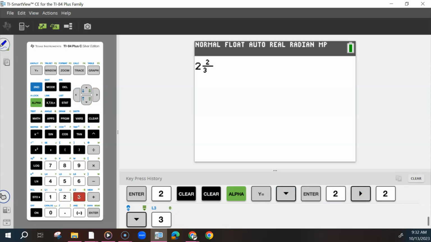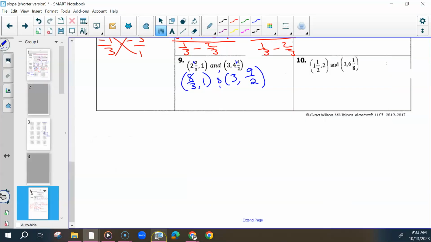Put in the fraction. If you hit enter, it changes it to an improper fraction. So still alpha y equals, but instead of the first one, the second one, put it in, hit enter. Great. Now we have fractions in improper form, and we can begin our process. So we're going to have 9/2 minus 1 over 3 minus 8/3.